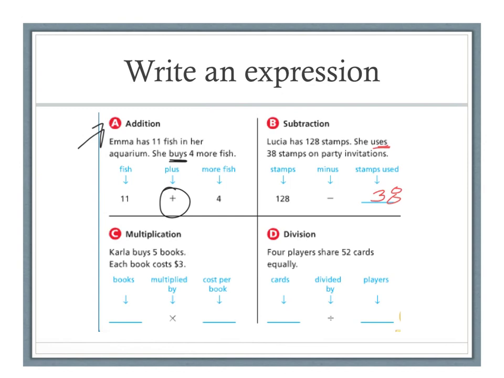Example C shows that Carla buys 5 books and each book costs $3. Well, they all cost the same amount, so we're multiplying 5 times 3 to find the cost of all the books together. Finally, in the last example, 4 players share 52 cards equally. That equally is a key word for division. We have 52 cards and they're being shared equally by 4 players. It helps if you make a picture in your mind of what's actually going on and try to relate it to the real world.